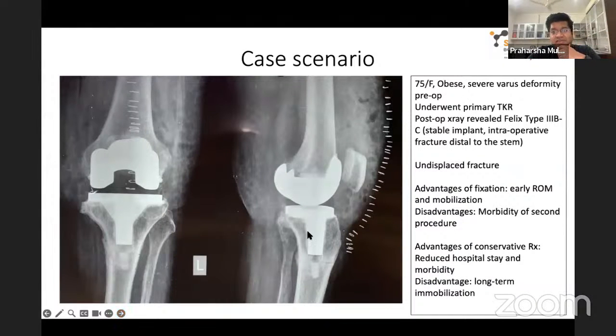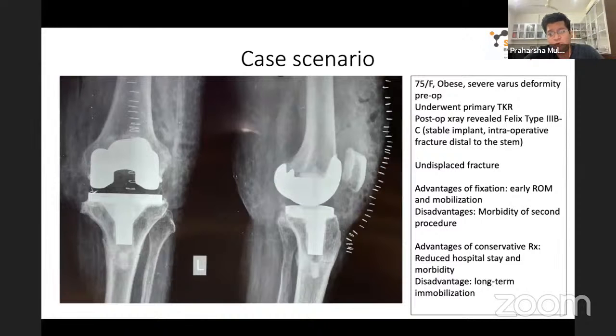Now you can see in this, we had a 75-year-old female patient, very obese, with severe varus deformity, and she underwent total knee arthroplasty. Post-operatively, it was recognized that there is a very small stress fracture running across the bottom of the tibia, just distal to the keel of the implant. This is so undisplaced that sometimes you can't see it even intraoperatively, because you may not expose till that particular level. But when you recognize it in the post-operative period and you have these features such as a female patient, obese, you preferably do not try to manage this conservatively as far as possible.